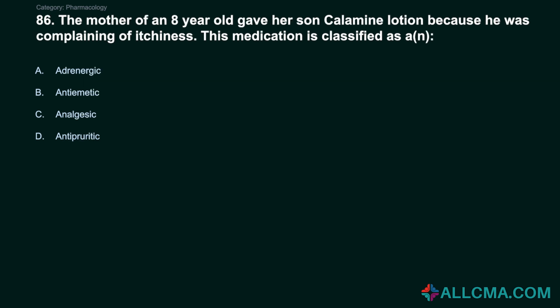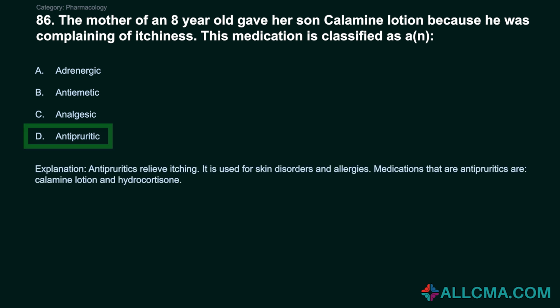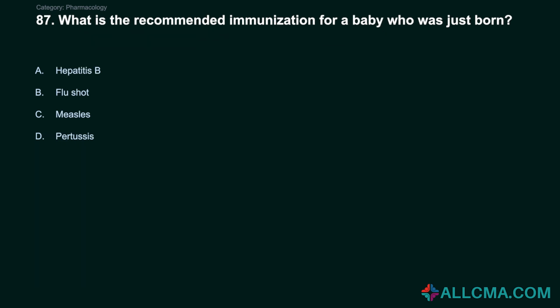86. The mother of an 8-year-old gave her son calamine lotion because he was complaining of itchiness. This medication is classified as A. Adrenergic. B. Antiemetic. C. Analgesic. D. Antipyretic. Correct answer, D. Antipyretic. Antipyretics relieve itching. It is used for skin disorders and allergies. Medications that are antipyretics are calamine lotion and hydrocortisone.